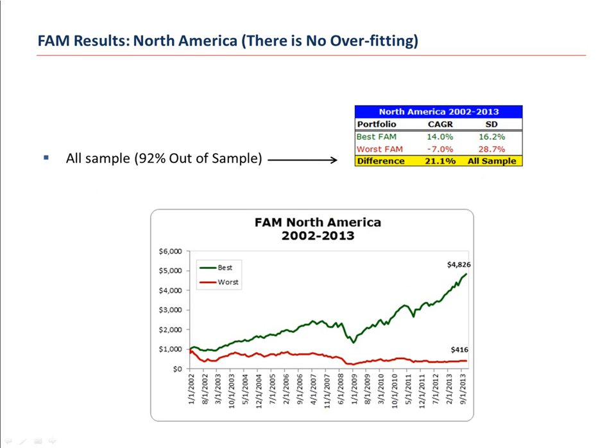Let's look at some very generic output covering 2002 to 2013, so 12 years, in North America. We can see that if we take the whole sample, all 12 years, the best rated FAM companies returned 14% a year on a compounded annual growth rate with a 16.2 standard deviation, while the worst FAM companies returned a negative 7% with a standard deviation of 28.7%. So the difference between the best and the worst was 21.1%, and you can see how that would change in a $1,000 wealth chart. But of course, the question is, well, how much of that result is just because of the in-sample data? Well, let's take a look.